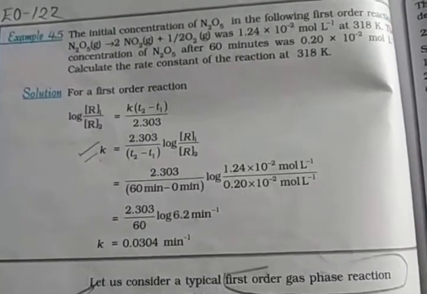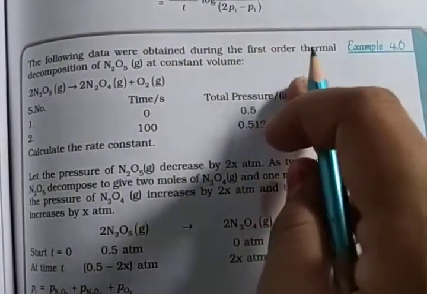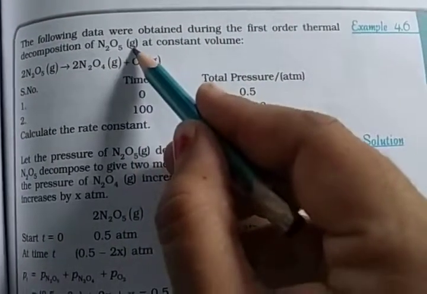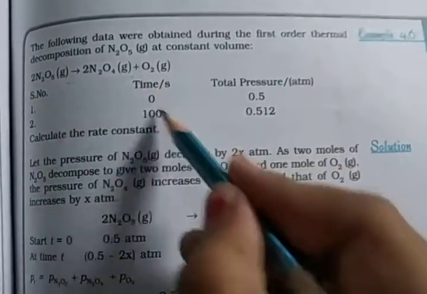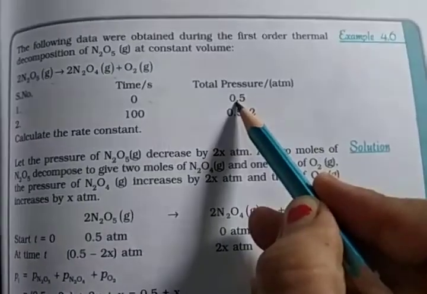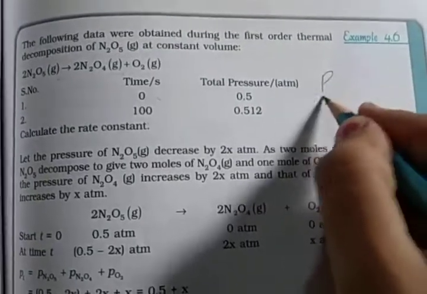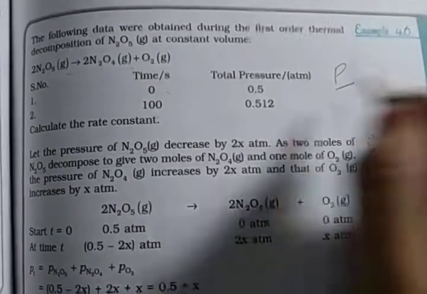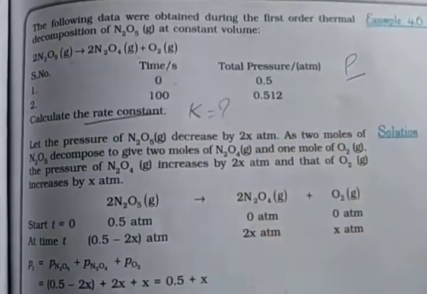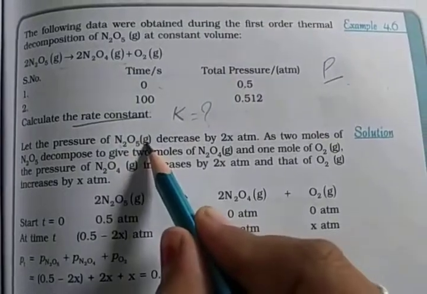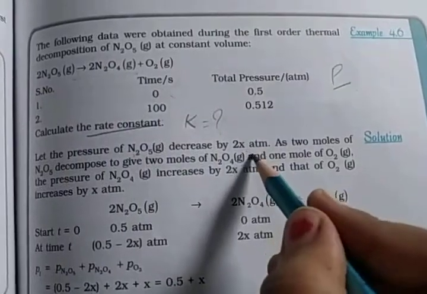Next example 4.6. The following data were obtained during the first order thermal decomposition of N2O5 gas at constant volume. So this equation is given. Time is given as 0, total pressure 0.5, then at 100 seconds the total pressure is given. Here you see pressure is given in place of concentration. So calculate the rate constant K. We have to let N2O5 decrease, and because of 2 moles, so 2x atmosphere.